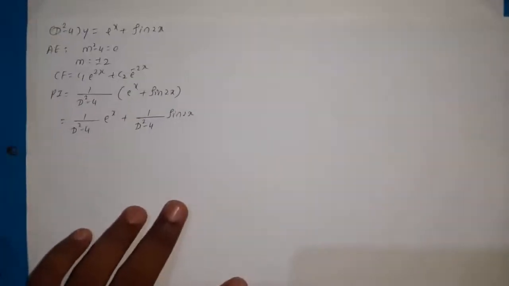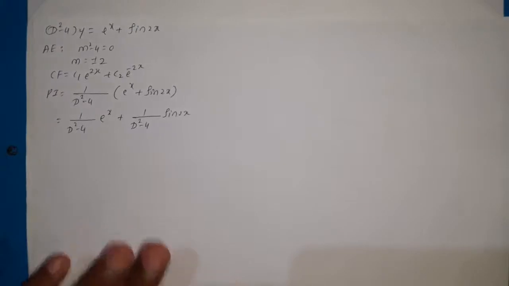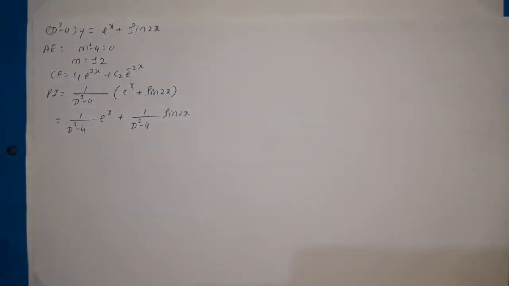So now this is the first example. Solve the differential equation (D square minus 4) y is equal to e power x plus sin 2x. So here the auxiliary equation is m square minus 4 equal to 0. Then we get the roots as plus or minus 2. So here plus or minus 2 are the real and distinct roots. Therefore the complementary function is given by c1 e power 2x plus c2 e power minus 2x. Then let us go for the particular integral.